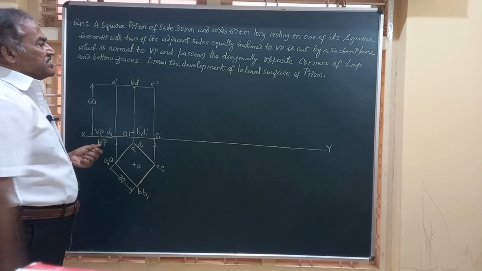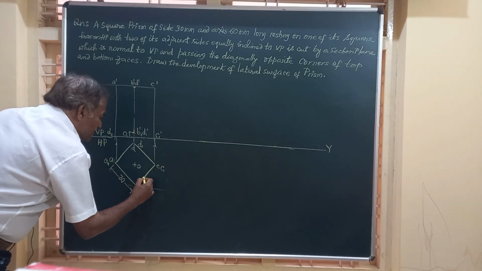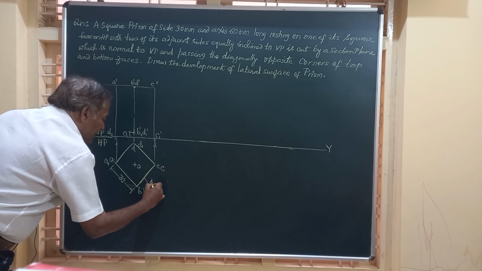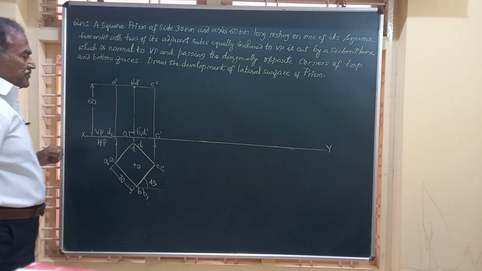Friends, this is the front and top view when one of these sides is making an angle of 45 degrees, or all the four sides are equally inclined to VP.